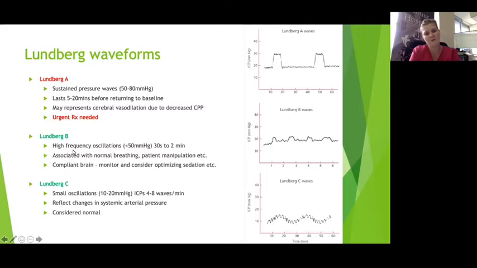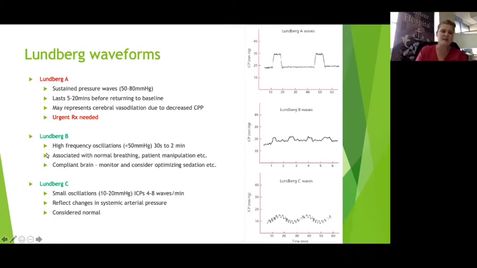A Lundberg B waveform, not so dramatic, can still have the same wave pattern. So you have a baseline of a lower intracranial pressure where the pressure sits most of the time, but you have these shorter time periods where the ICPs go up. It's usually a short time period. What makes a difference to a Lundberg A is that it's more an oscillation type pattern. It will never be as high as 50 to 80. It will remain at least below 50 millimeters of mercury. And they are short time periods. They usually go up for a short time and it'll come spontaneously back down.